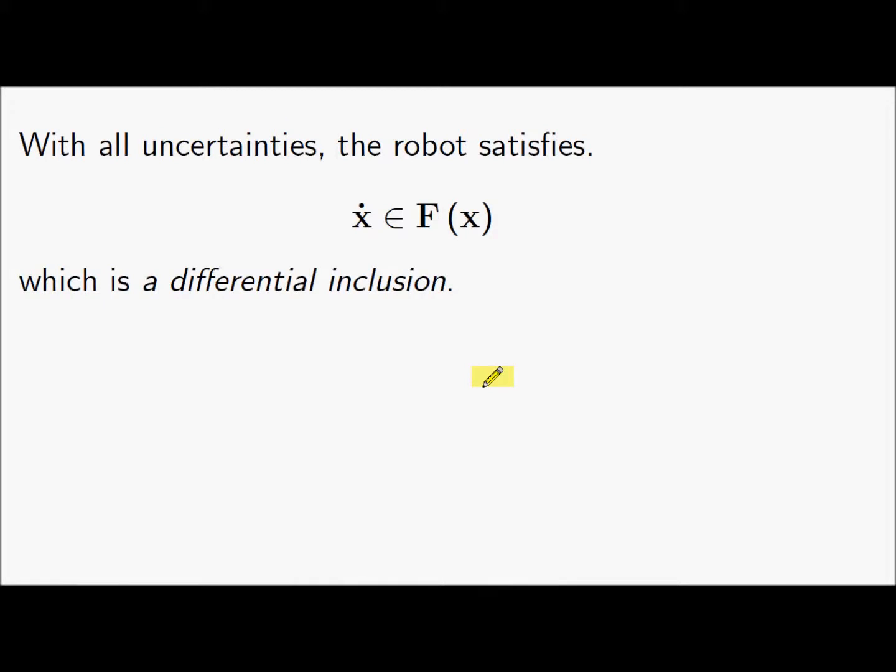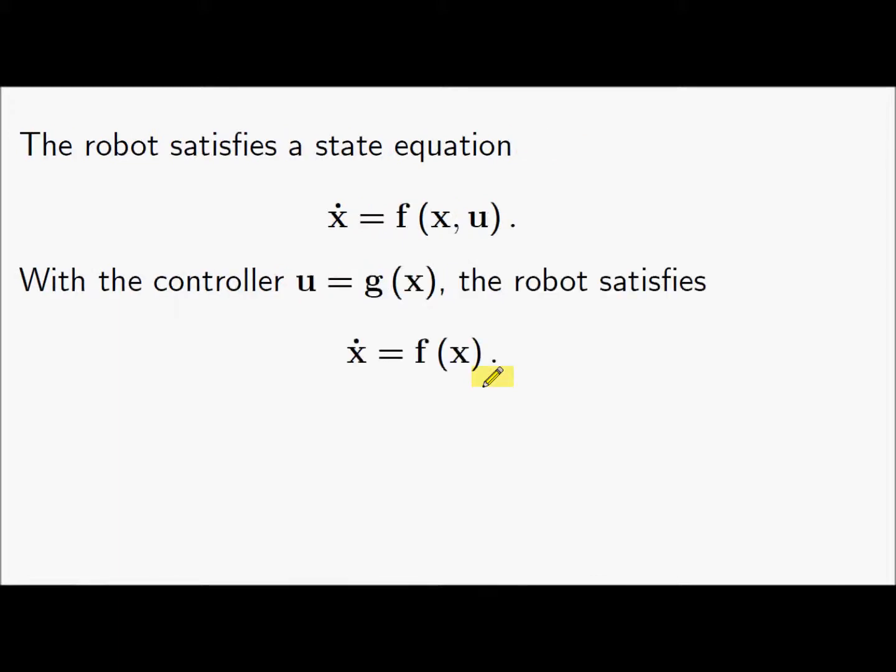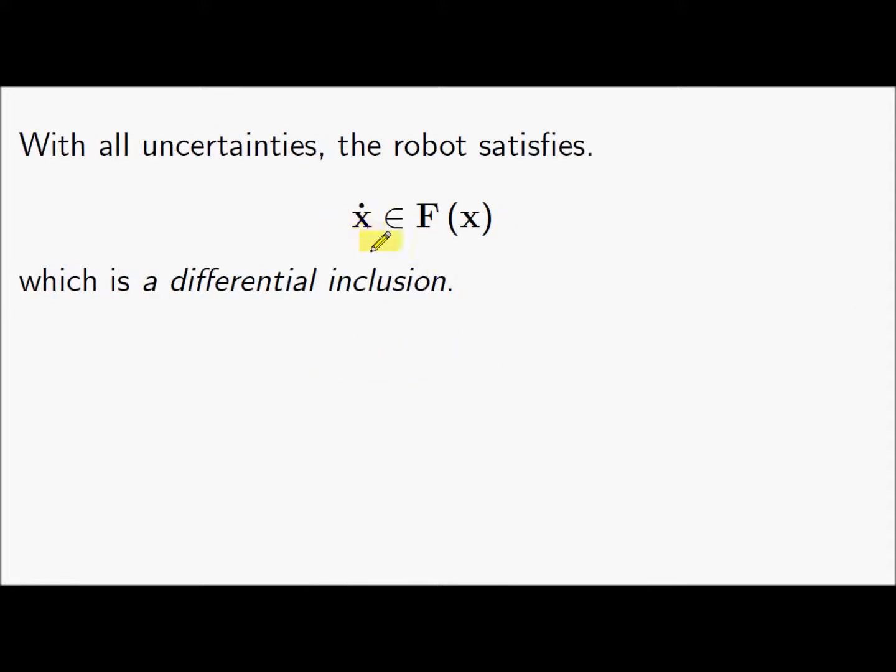Now, due to some uncertainty, I will not have exactly X dot equal F of X, but it's only an approximation, so I will have a set of feasible F of X, and when I have uncertainty, I will represent this equation by a differential inclusion. X dot belongs to F of X. So let me explain maybe on a picture.